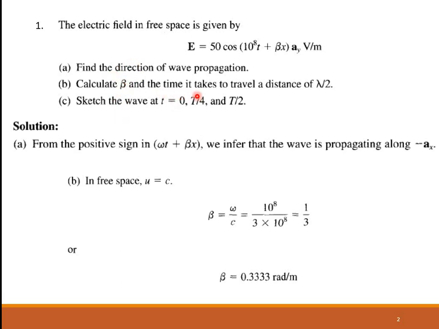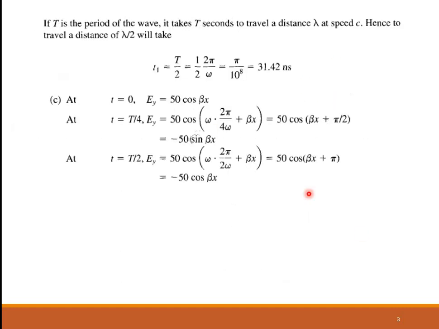Now, how do you find the time taken to travel a distance lambda by 2? How do you obtain that? For that, see, capital T is the time period of the wave, and lambda is the total wavelength. That means capital T is the time taken to cover a distance lambda. So in order to cover a distance lambda by 2, what will the time be? That time is given in this case as T1. It is T by 2.